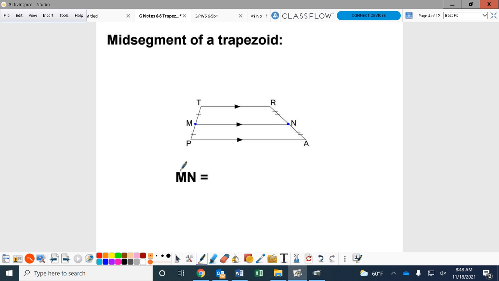So your formula to find that is going to be to average the top and the bottom to get the middle. To do that, you would add TR plus PA, and you don't put a line above it because we're talking about their measurements, and you divide by 2. That's it. Add the top and bottom, divide by 2. Average them. That's going to give you the one in the middle. So if I gave you a basic one right here, let's say I put an X here, I put an 8 here, and I put a 12 here. X, 8, 12.